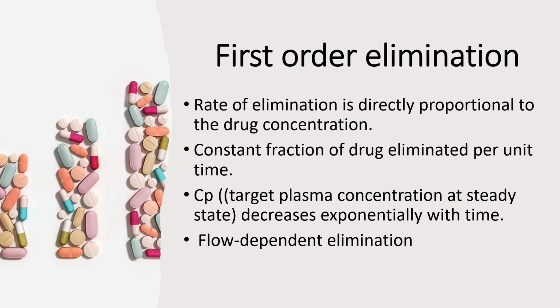In first order elimination, the rate of elimination of drug is directly proportional to the concentration of drug. In this, a constant fraction of drug is eliminated per unit time. Cp, that is targeted plasma concentration at steady state, decreases exponentially with time. It is basically a flow dependent elimination.